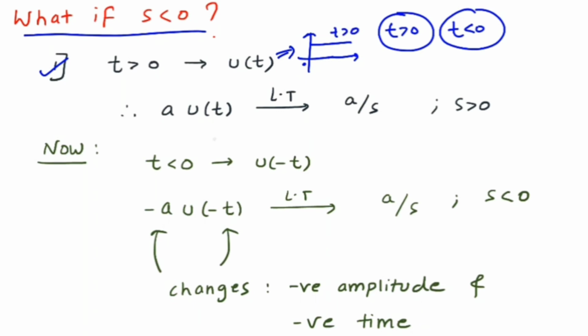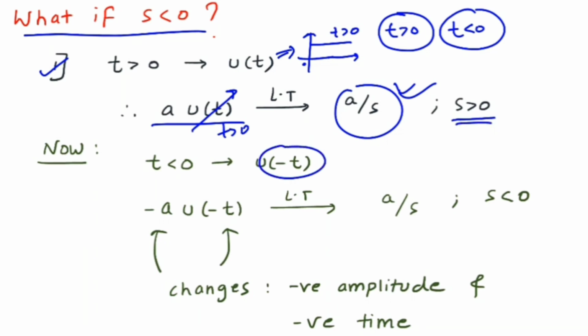So if the question is given as a into u of t, you can straight away say that the Laplace transform is a over s, because u of t is nothing but t greater than 0. That is the reason you are getting the answer as a over s, as studied in the previous slides, which is a standard result, and your s is greater than 0. Now see, if u of t is changed to u of minus t, it would be t less than 0. We have to focus on this now.